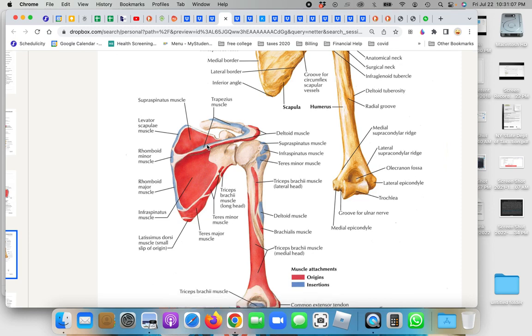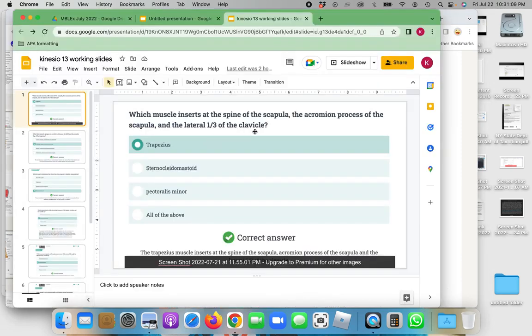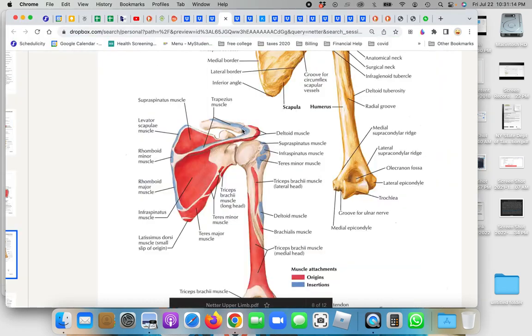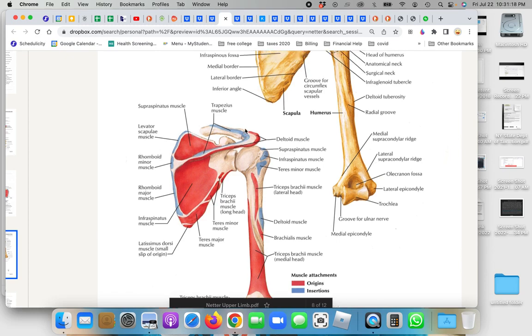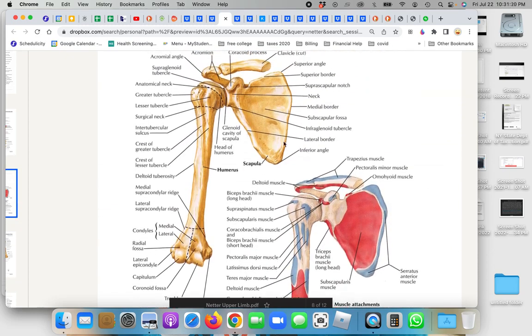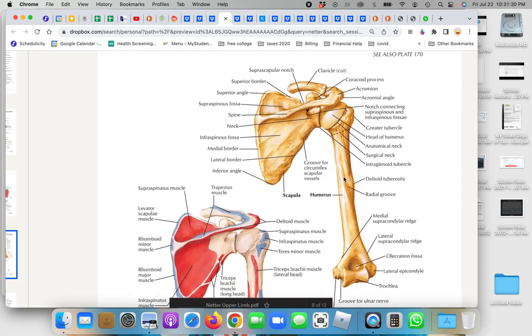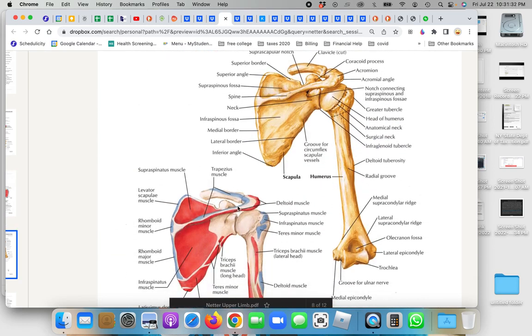And then there's one more section, and that is the acromion process of the scapula and the lateral 1/3 of the clavicle. And the acromion is right here. You can see that it attaches to the acromion, right? The acromion, the lateral portion of the clavicle, even though it's more like the lateral 2/3 rather than the lateral 1/3. And then the spine of the scapula.